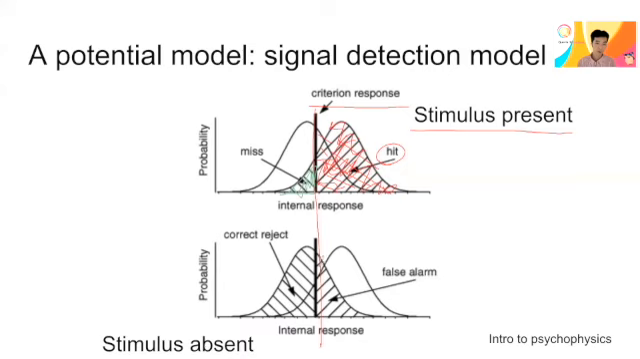And the same goes for the stimulus absent trials. For stimulus absent trials, the right side of the criterion is going to be false alarms, and the left side is going to be correct rejections.